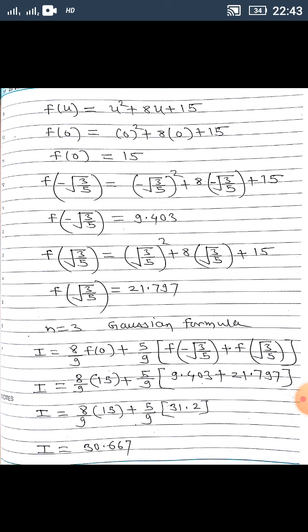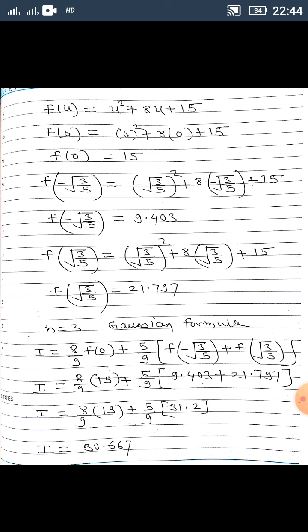f of minus root 3 by 5: substitute u is equal to minus root 3 by 5 in f of u. Minus root 3 by 5 square plus 8 into minus root 3 by 5 plus 15. The simplification comes 9.403. Similarly, f of root 3 by 5: substitute u is equal to root 3 by 5 in the above. Root 3 by 5 square plus 8 root 3 by 5 plus 15. So if we simplify, the value comes as 21.797.